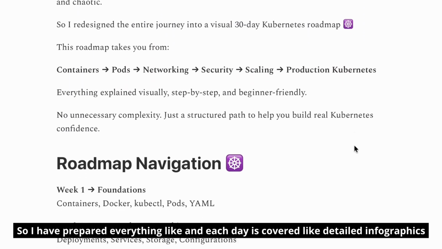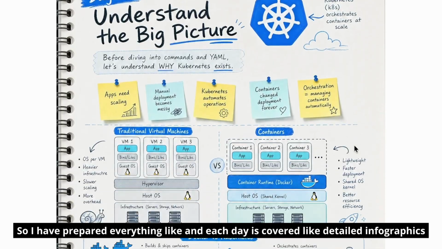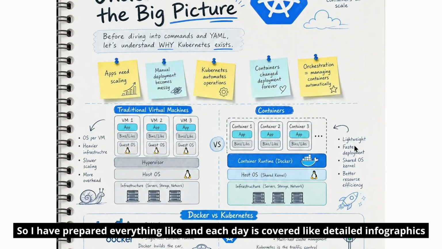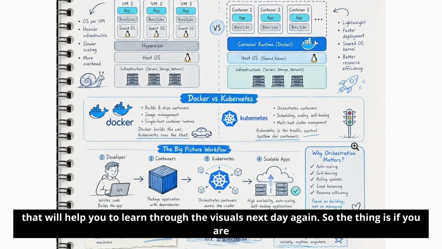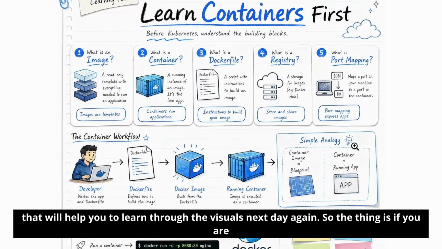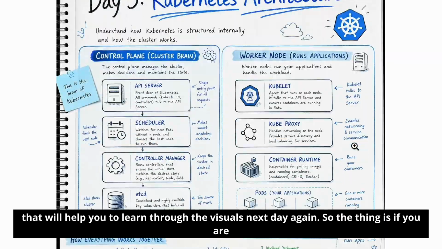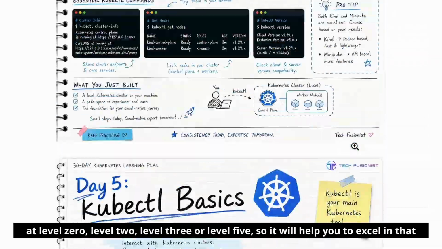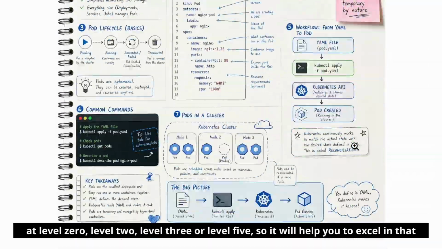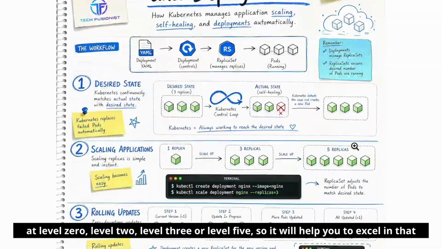I have prepared everything, and each day is covered with detailed infographics that will help you learn through the visuals. Next day again. So the thing is, if you are at level 0, level 2, level 3, or level 5, it will help you to excel in that manner.